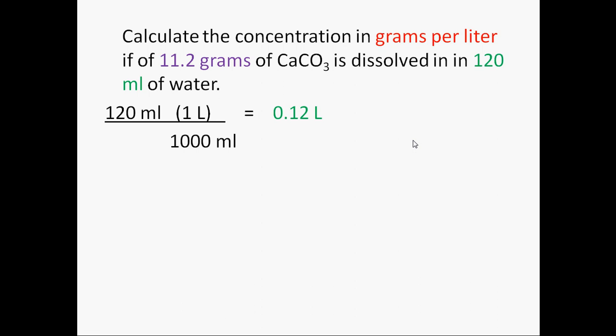Now I can go ahead and just plug it into the formula. So my concentration in grams per liter is just 11.2 grams over 0.12 liters to give me a total concentration of 93 grams per liter. That wasn't so bad, right? Let's try another one.